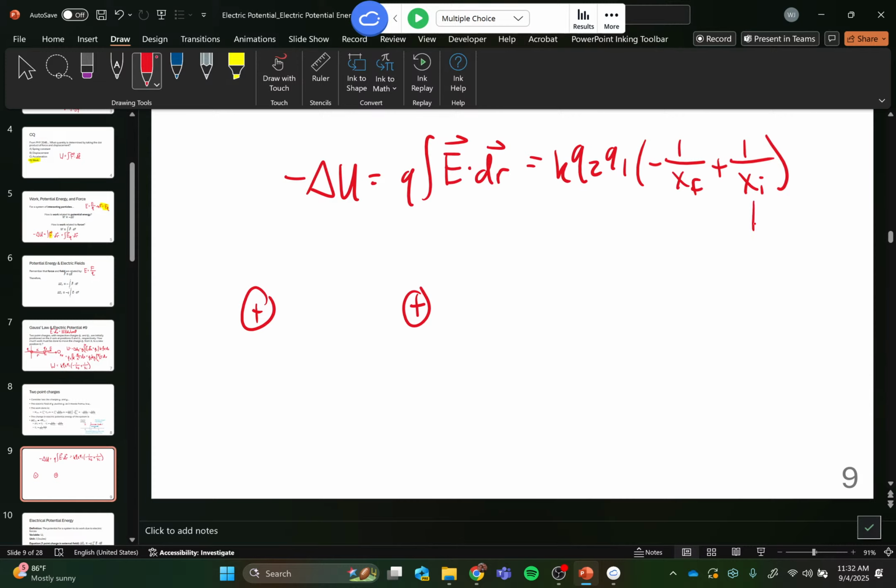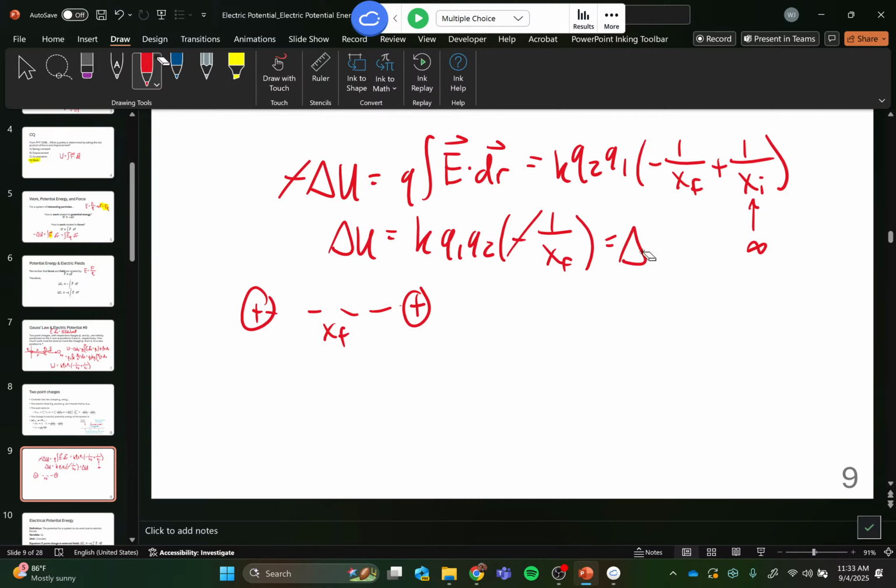So, if I set this equal to infinity, if I set it starting at infinity and I bring it to some distance, xf, what happens to this whole integral? I get k, q1, q2, times negative 1 over xf. What happens to my negatives? They cancel. So what is the energy stored between two charges? It is just k, q1, q2 over, I'm going to say the distance between them. This is the energy stored in two charges.